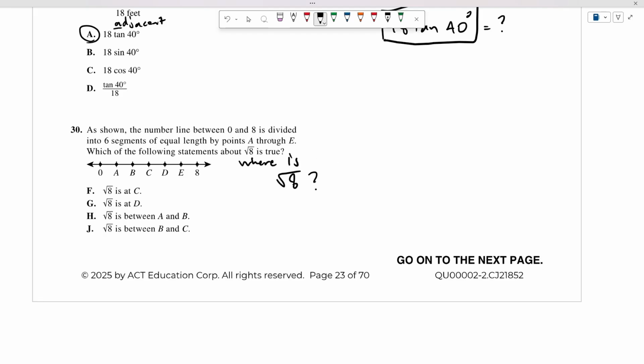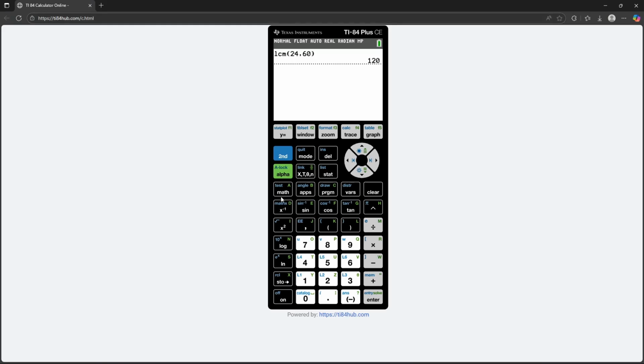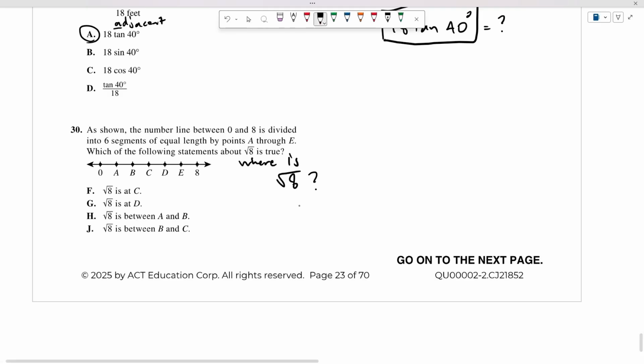Well, I think first it would be helpful to find out what square root of 8 actually is as a decimal. Okay. So I'm going to go into my TI. I'm going to do second square root of 8. It's 2.83. Okay. So where is 2.83 basically? Where is 2.83?